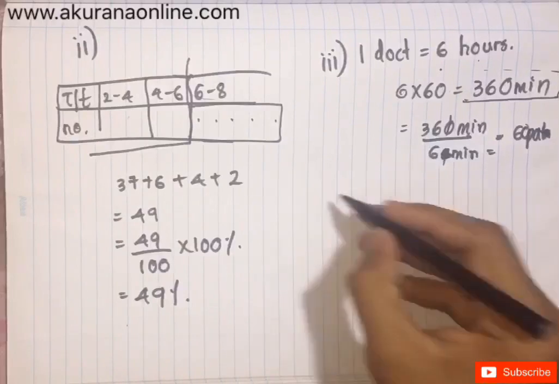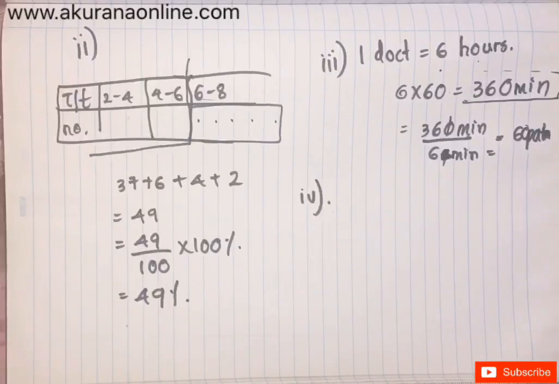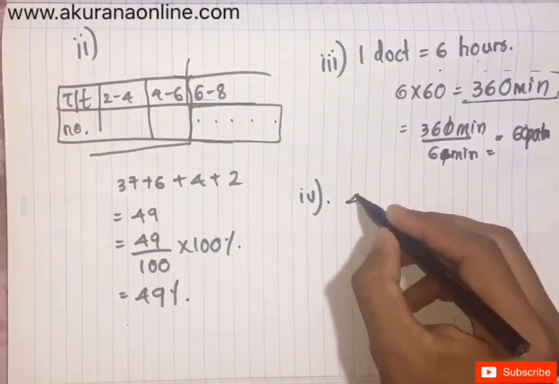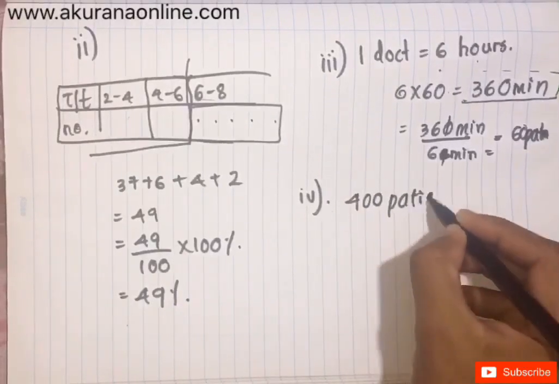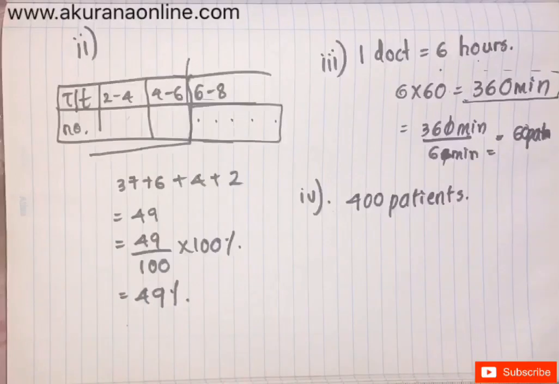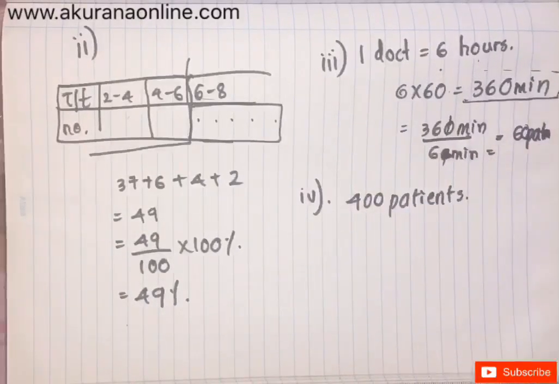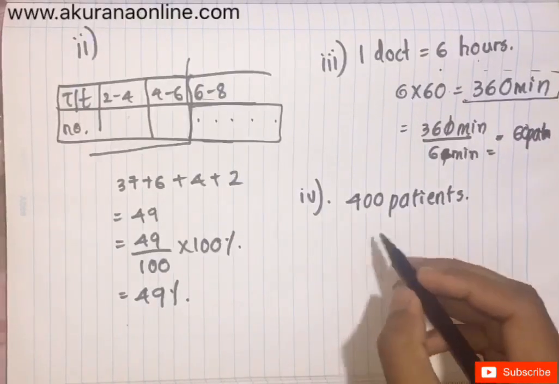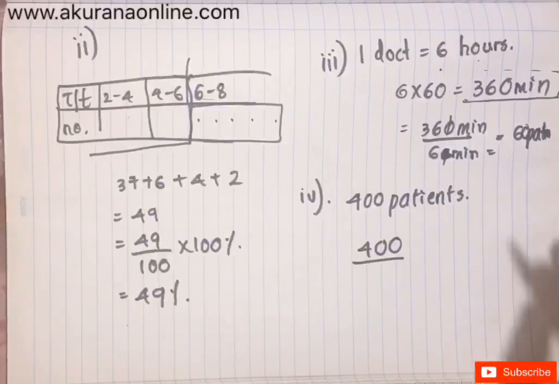Okay, and the last one, Roman number 4. Estimate the minimum number of doctors required to examine 400 patients who arrived at the outpatient department on a certain day. Now altogether there are 400 patients. Okay, now one doctor can examine 60 patients. Okay, now how do you solve? You have to find altogether there are 400 patients. One doctor can examine only 60 patients.